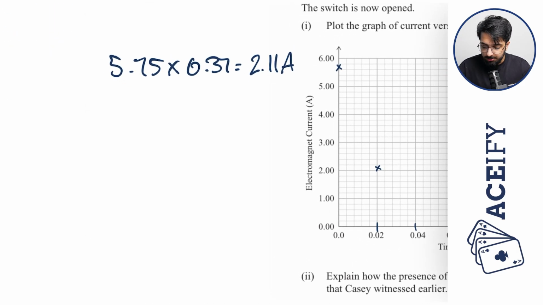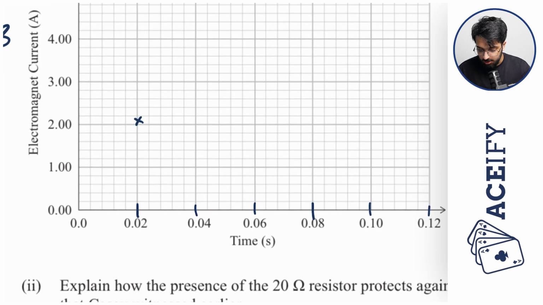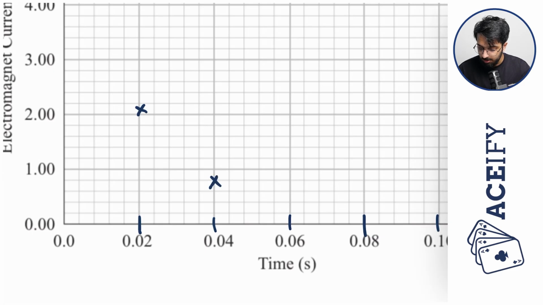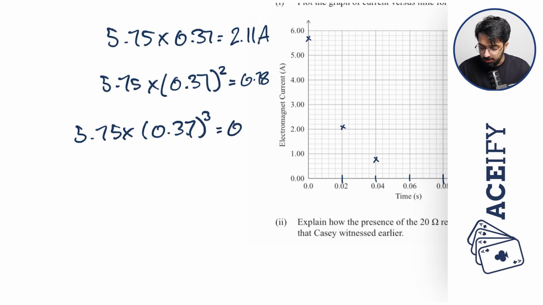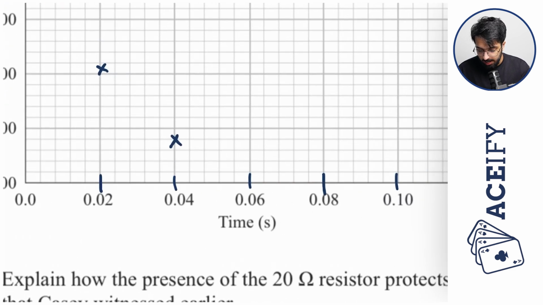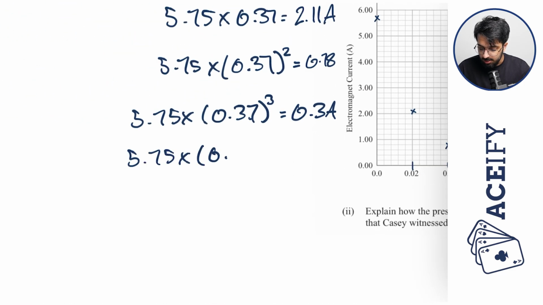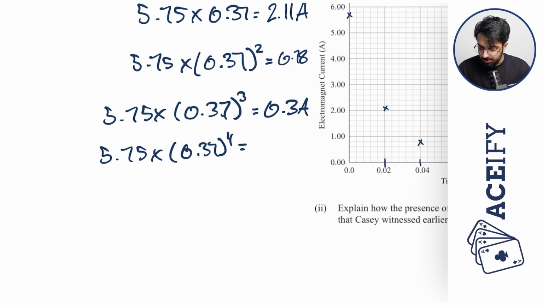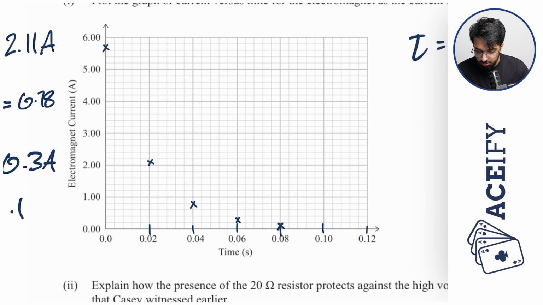Okay, and then we can find it after 2 time constants, which is equal to the max current times 0.37 squared, and that's equal to 0.78. Okay, so 0.78 is roughly over here. Okay, after another time constant, we put this to a power of 3 now, and that's equal to 0.3 amps. All right, and so 0.3 amps is roughly over here. Okay, and so we can do one more, times 0.37 to the power of 4, and that's equal to 0.1. Okay, and so now we are basically reaching 0, and so now we can just draw our exponential decay like so. Okay, there we go.